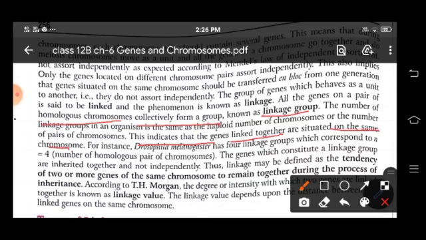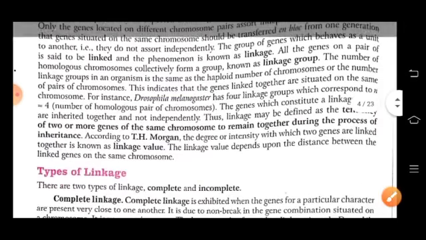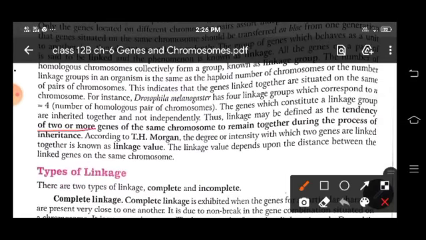For example, Drosophila melanogaster has 4 linkage groups which correspond to n equal to 4. The genes which constitute a linkage group are inherited together and are not independent. Thus linkage may be defined as the tendency of two or more genes of the same chromosome to remain together during the process of inheritance.